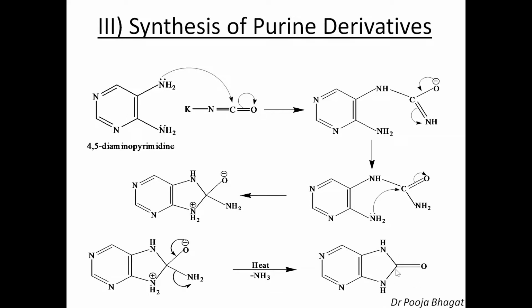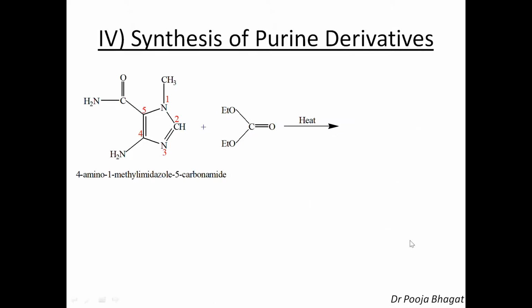So in this method also we have generated the ketonic group at 8th position. There are two ways by which you can generate the ketonic group at the 8th position, that is by either treating it with ethyl chloroformate or treating it with potassium isocyanate. Now this is the last strategy, the third strategy, where I told you that we will take the imidazole ring and then we create the pyrimidine ring.